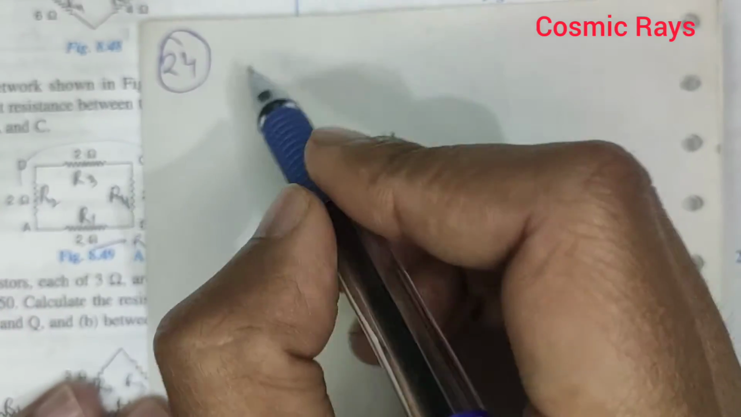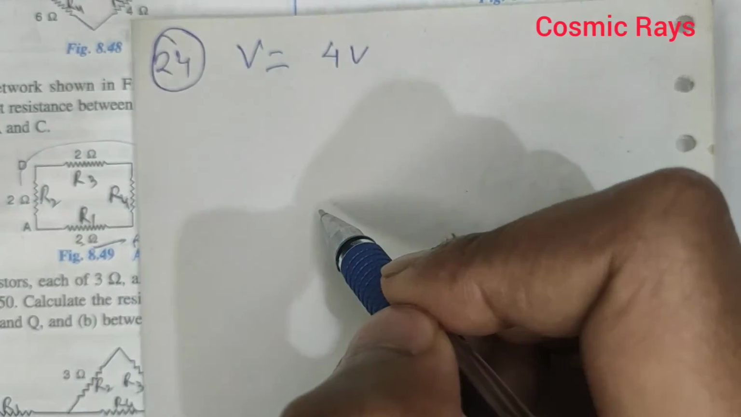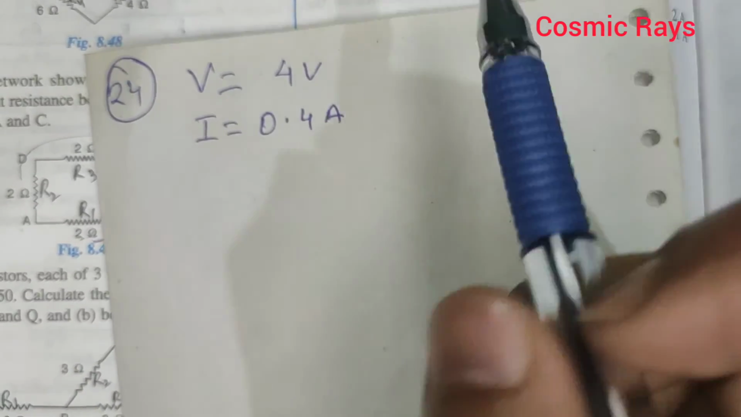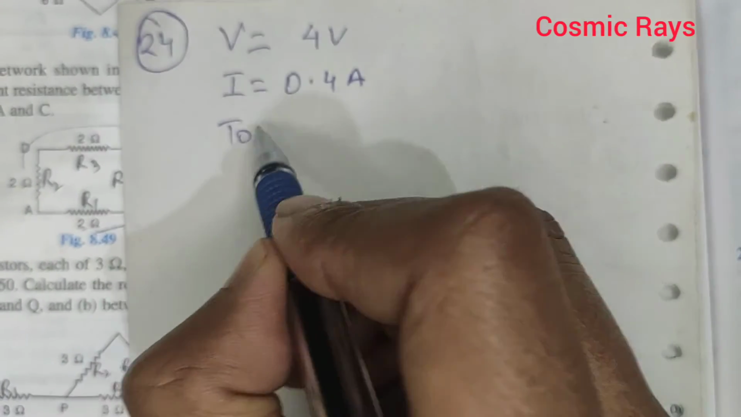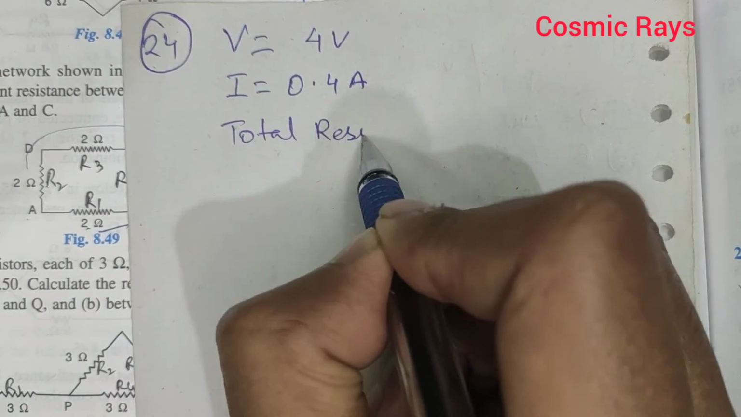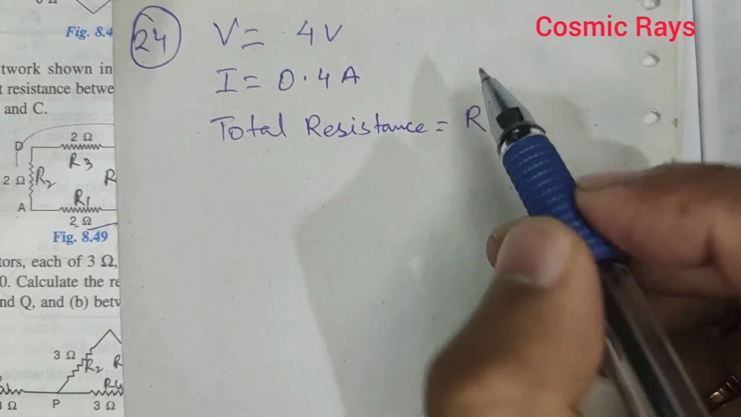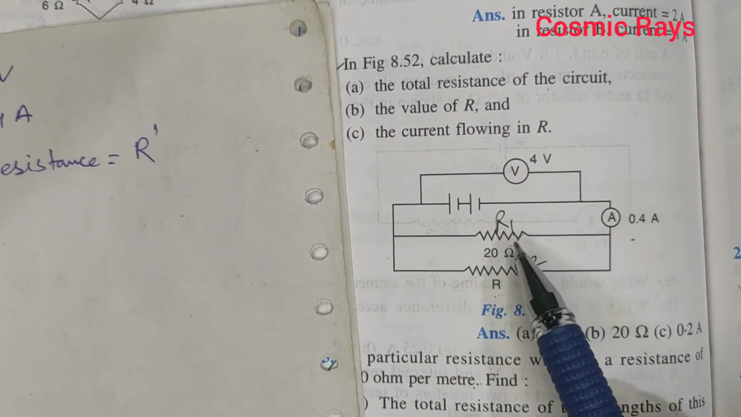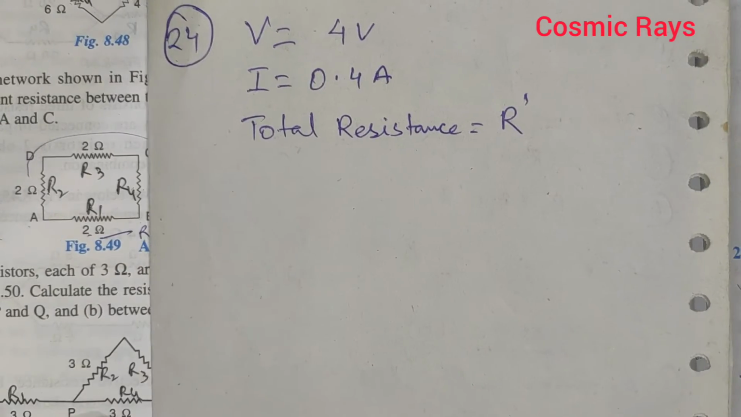Now with this we have the information. What is given is voltmeter is showing 4 volts, current is 0.4 ampere. Let's say that the total resistance is R prime. Why are we taking it as R prime? Because we have two resistances, so the total will be R prime.